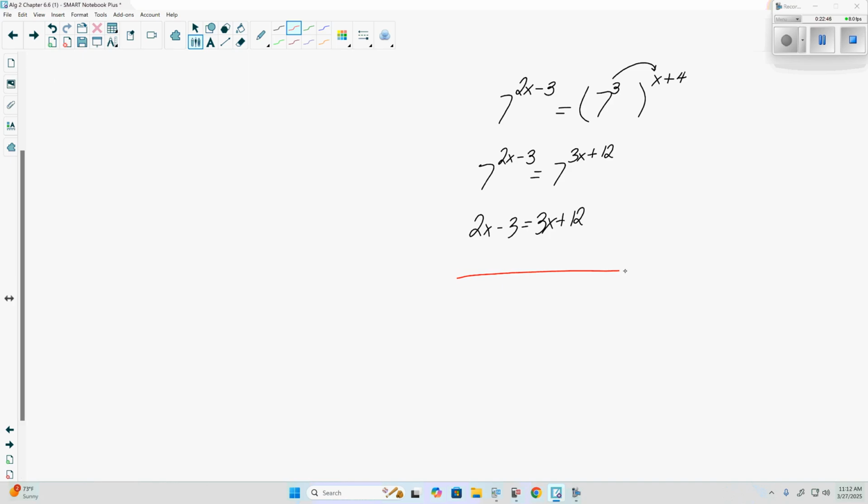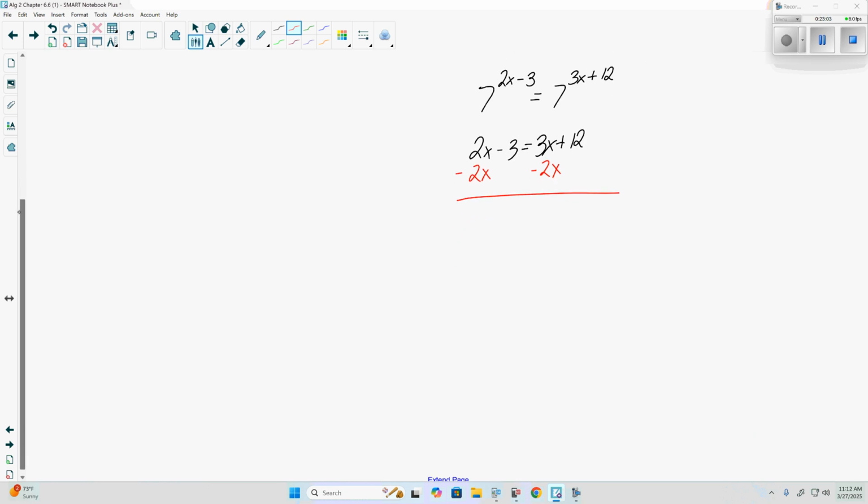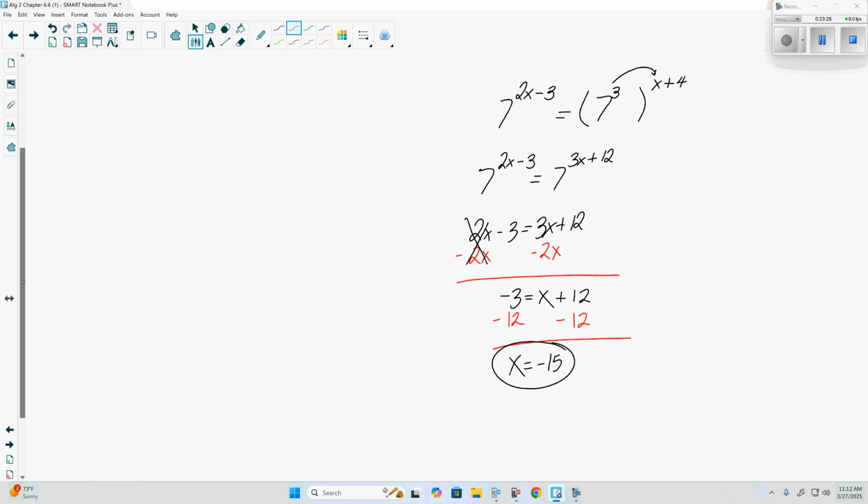Now, again, we don't have any quadratics. We don't have any x squared terms. So we just need to get x by itself, the numbers by themselves. We can subtract 2x from both sides to get the x's on the same side. Because over here, 2x minus 2x would give us 0, leaving us with our negative 3. 3x minus 2x would give us x. And we have x plus 12. And then we would subtract 12 from both sides, telling us x is equal to negative 15, or negative 15 equals x.